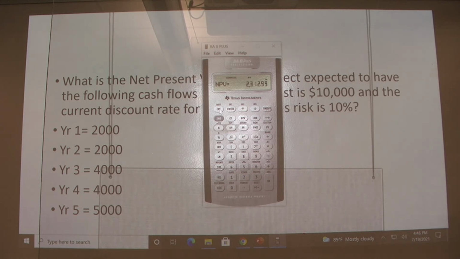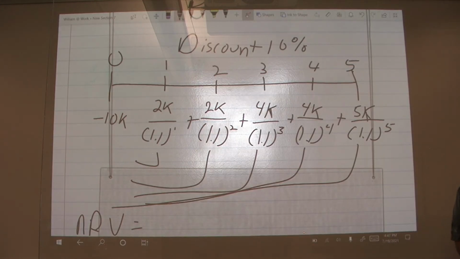Our net present value in this case is $2,312.99. That is our net present value of these future cash flows.